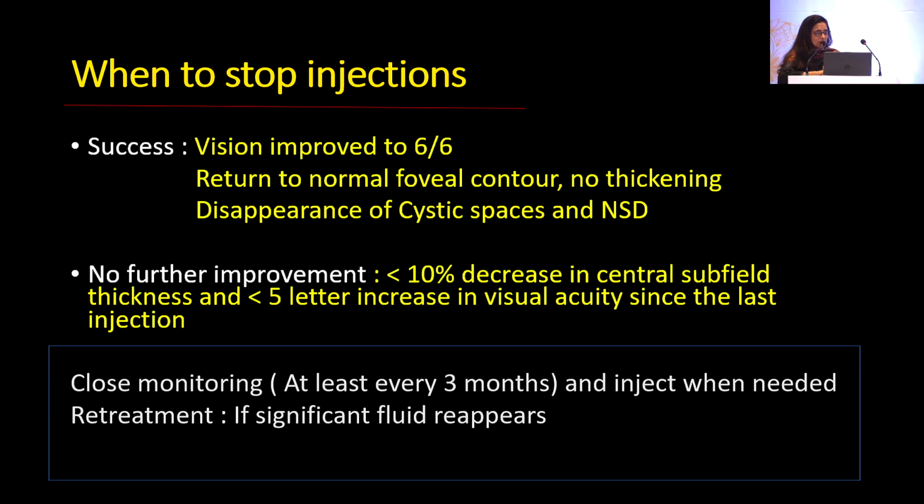When to stop injecting: either the vision improves or the foveal contour returns to normal and you see no thickening, there's disappearance of the cystoid spaces, or there is no further improvement. That is, there is no further decrease in the central subfield thickness and there's no visual gain. Now, once the patient is not improving, you can just follow up the patient. A small amount of fluid sometimes can be tolerated. But these patients have to be closely monitored every 3 months and injected whenever the vision goes down or the edema increases.